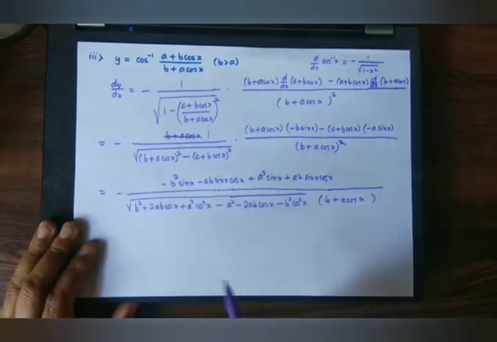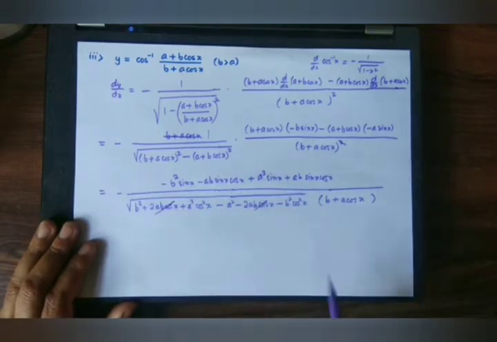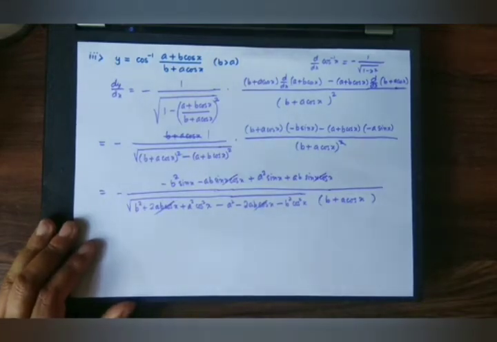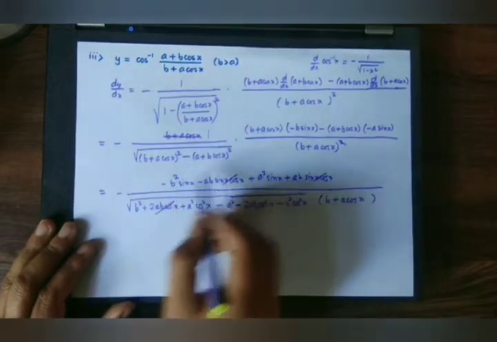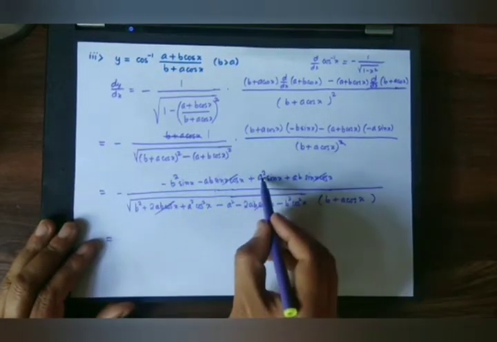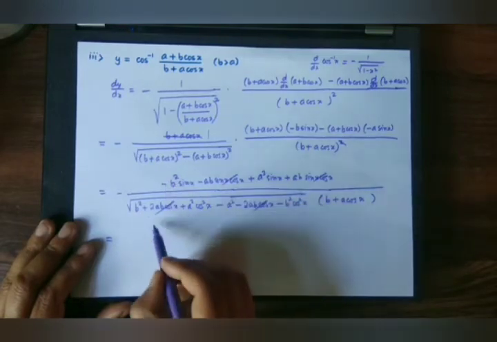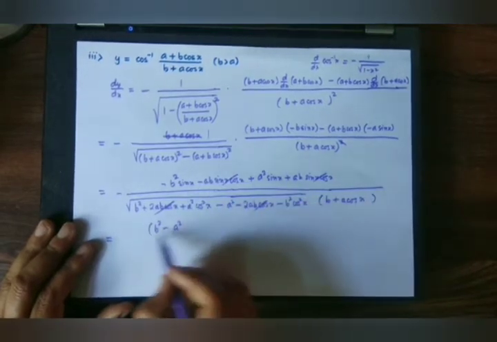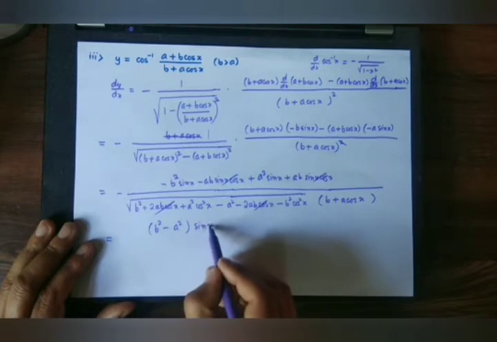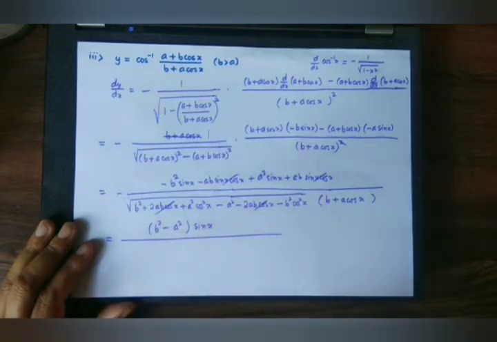Let us see what are the things which are getting cancelled. So this and this are getting cancelled, right? Similarly, this and this are getting cancelled. So here we have got minus. Here you can multiply this minus with the numerator and you will get a square becomes minus and this b square becomes plus. So you'll have b square minus a square, and since sin x is common, I'm writing sin x as common.